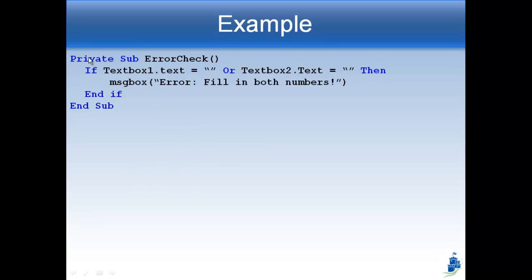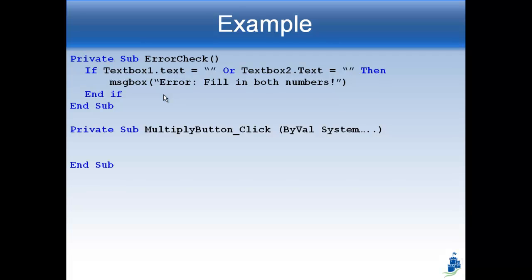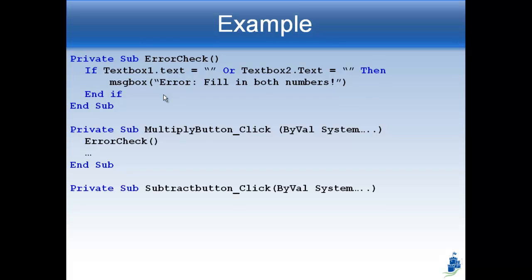Okay, so let's just review that one more time. Here's my subroutine. It's called error check. It's got a name. It's checking for errors. Here's my end sub. So anything inside these private sub and end sub will run whenever I call error check. And I'm saying, if either the first text box or the second text box is blank, then I'm going to provide an error in a message box to the user. So here we are in my multiply button, and instead of having to write all that complicated code, all I have to say is, hey, check for errors. And I can write whatever else I want in the multiply button.